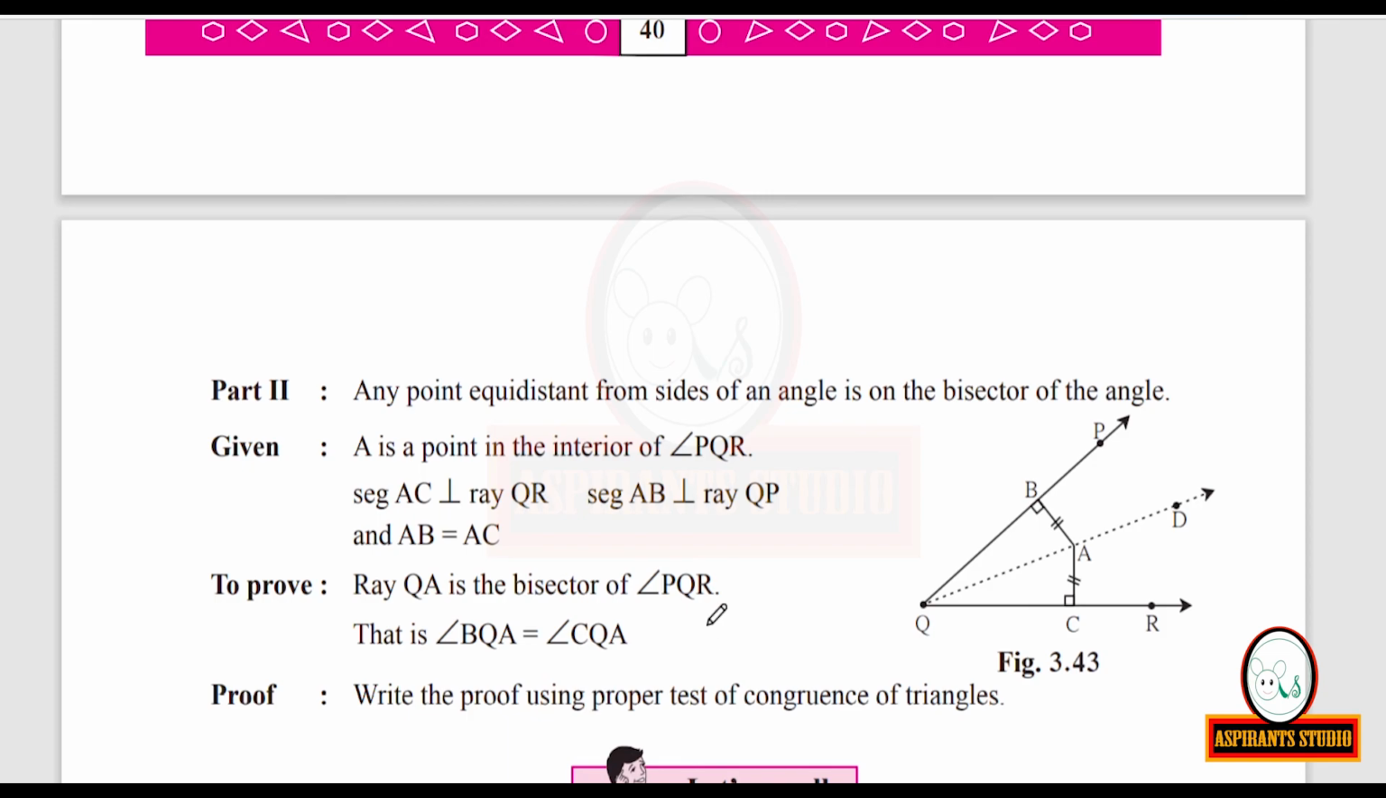When you look at figure 3.42 and 3.43, you can see the markings over there. What is given only should be marked on the figure. What is to be proved should not be marked on the figure. That you have to keep in mind.